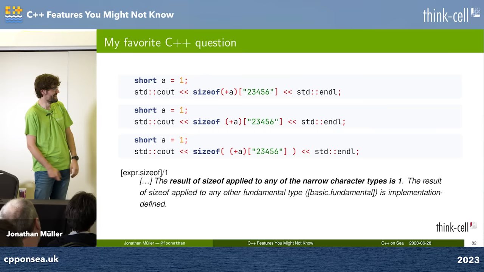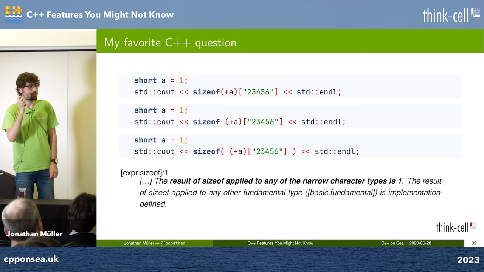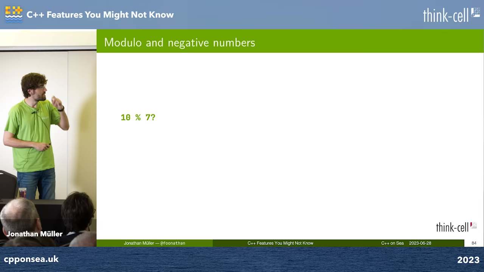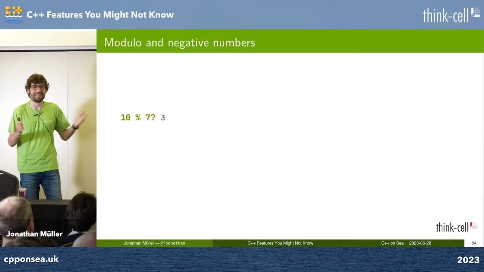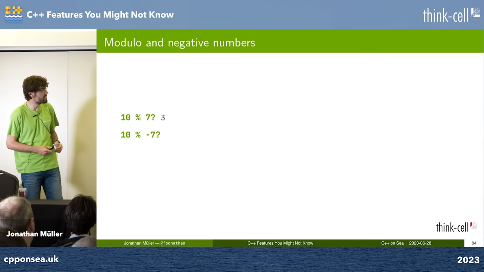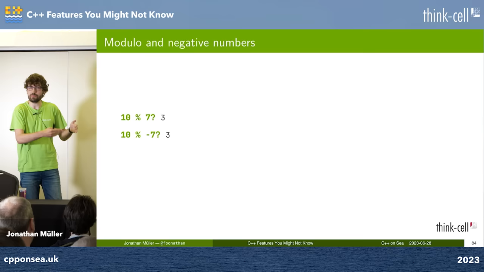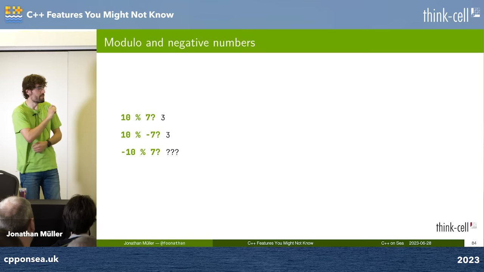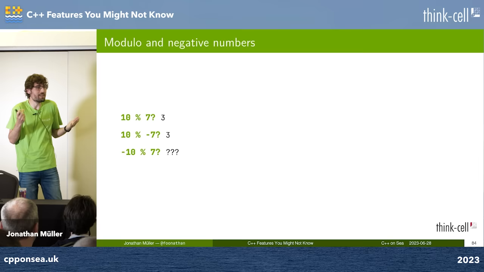So yeah, that's my favorite simple test question. I've got a bit more time, so I'm going to show you a thing I really hate. I want to share that with you. So, what is 10 modulo 7? 3. 3, yes. Good job. What is 10 modulo minus 7? No, it's still 3. Because 10 divided by minus 7 is negative 1, and then you have a remainder of 3. Right? Minus 10 modulo 7. I don't like, no, that's interesting.